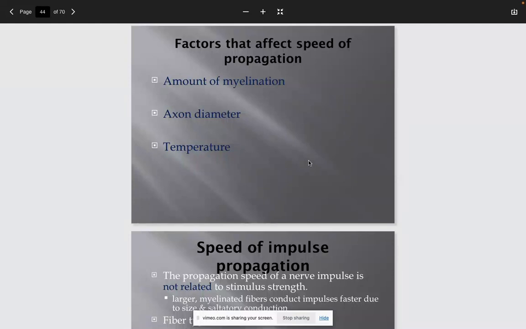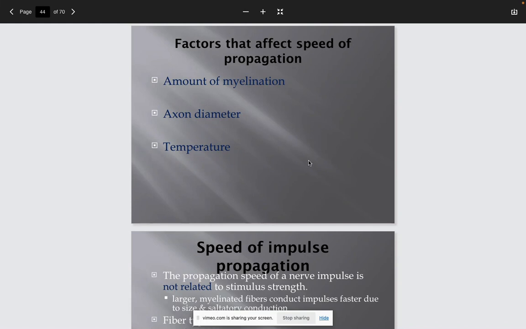If you remember the type of conduction that occurs in between the nodes of Ranvier, which are the areas of discontinuous myelination along the axon, do you remember what type of conduction that was called? There's continuous conduction, but which is the one I'm looking for? Saltatory conduction. Absolutely, good. So now we're going to begin talking about factors that affect the speed of conduction.